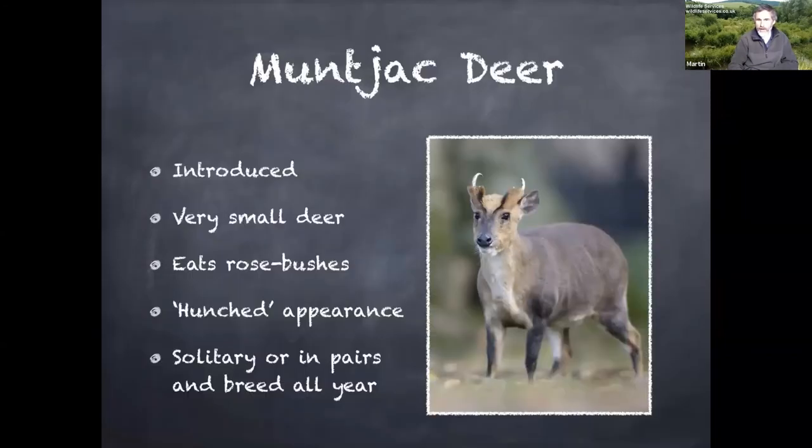And then we have the muntjac. This is a tiny deer. It's introduced, it's spread through the UK quite rapidly for a small animal, but it's usually not noticed. But it does eat rose bushes. So if it turns up in people's gardens, they do tend to notice it then. And it's not very popular.